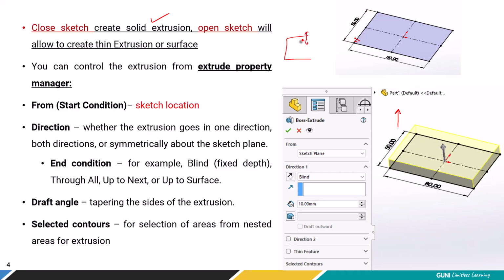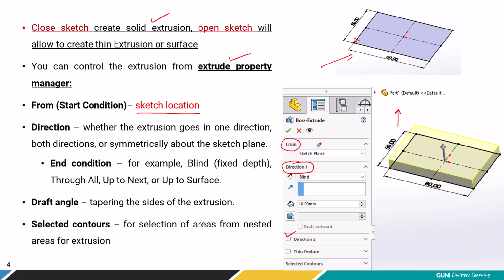You may also create an extrude surface, which is a different topic. We will deal with the 3D solid modeling. You can control the extrude properties. That means we need to deal with the From, then Direction 1, then Direction 2. Now what is From? From means it's basically the sketch location. Here the rectangle sketch is drawn on the top plane. So the top plane is the location.